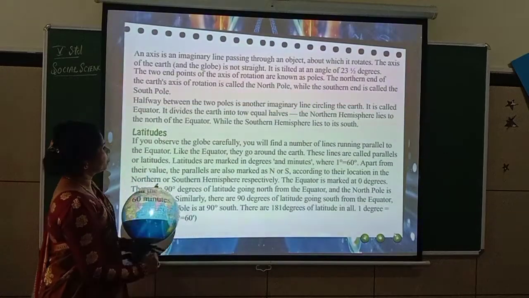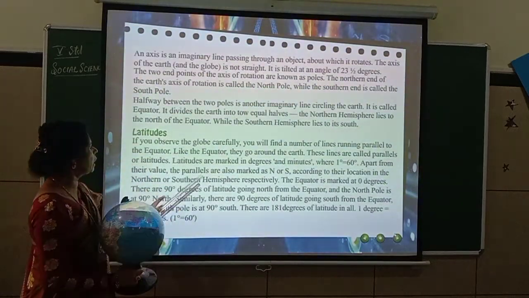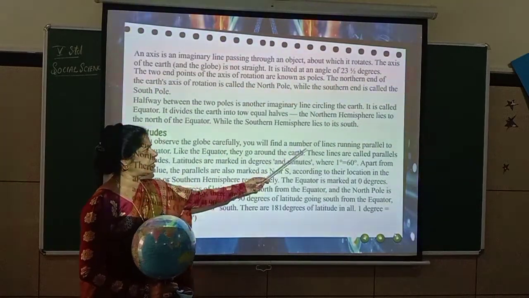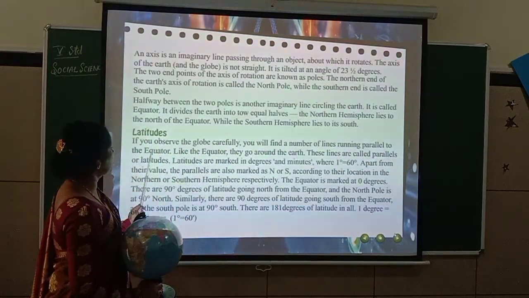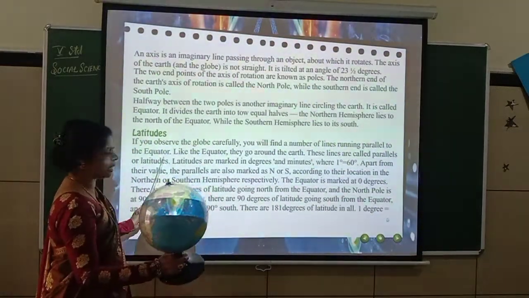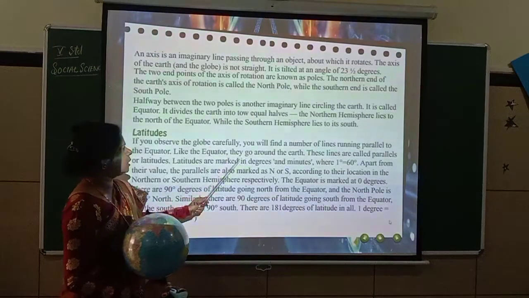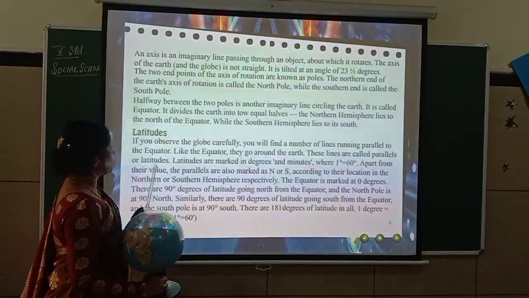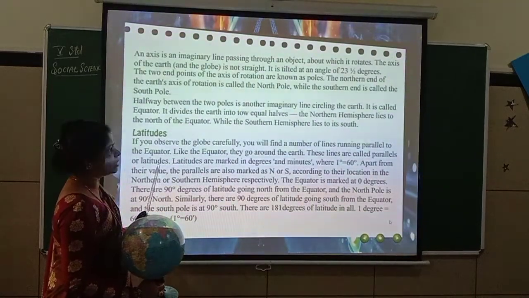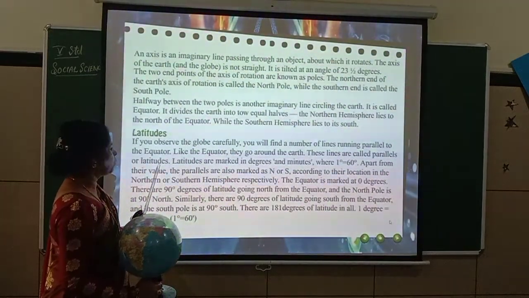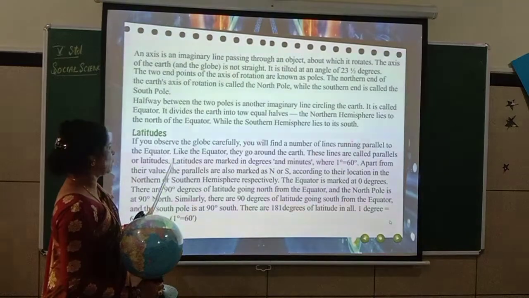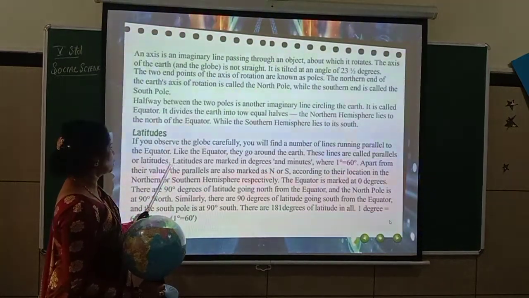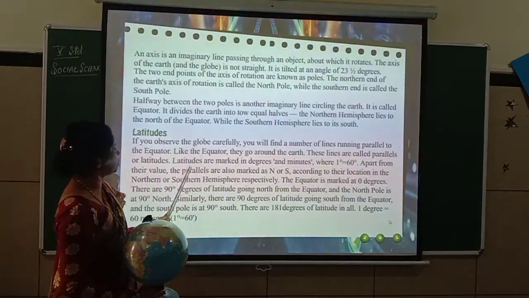Now, if you observe the globe carefully, you will find a number of lines running parallel to the equator. Already you have seen that. Like the equator, they go around the earth. These lines are called parallels or latitudes. Why are they called parallels? Because they don't meet at any point. They move parallel to the equator. They don't meet at all. So they are called parallels or latitudes.